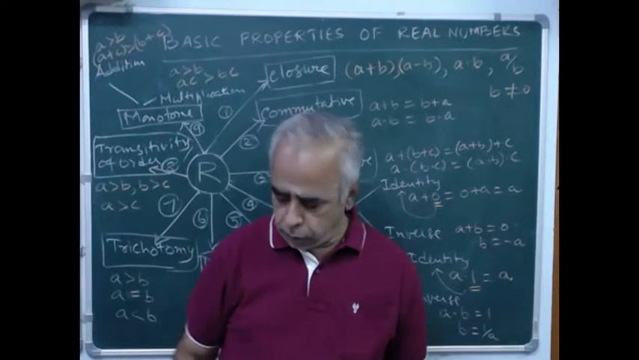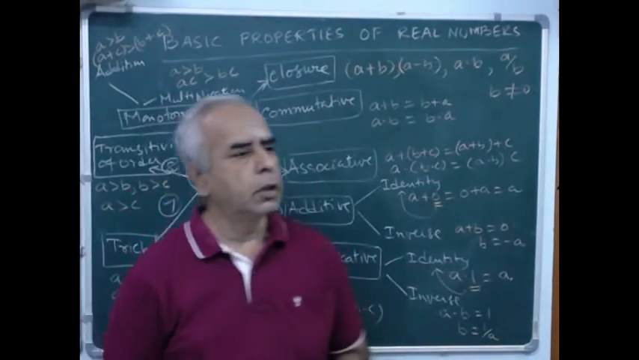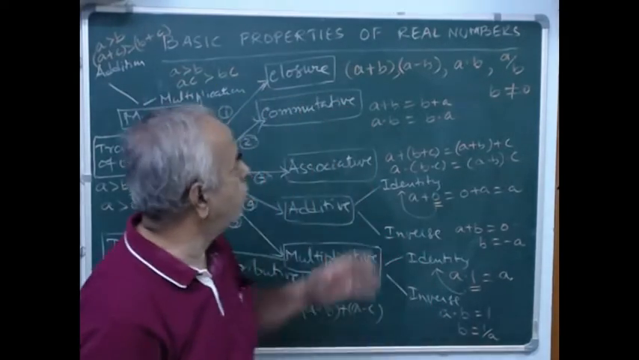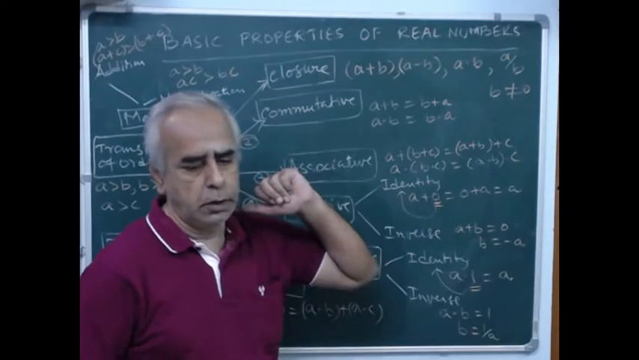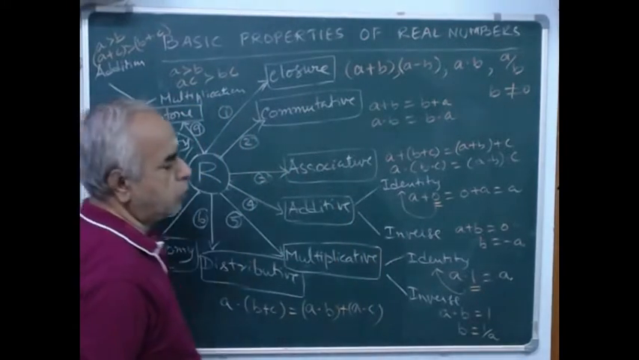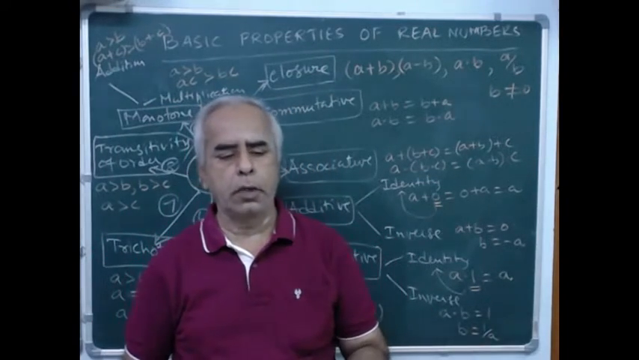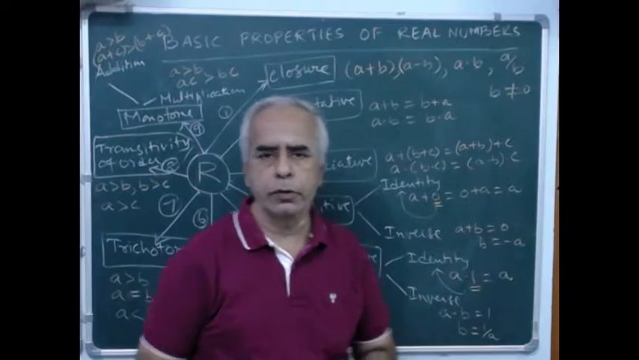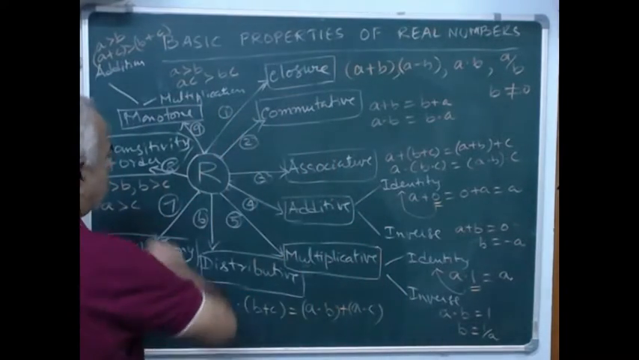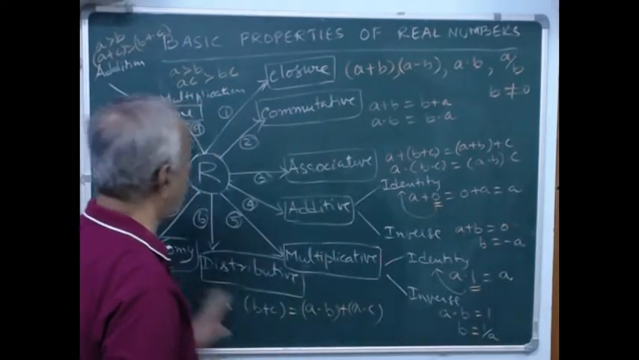Hi my dear students. In this tutorial session, I'll be explaining the basic properties of real numbers. The real number can be represented as R. You know, R includes rational numbers as well as irrational numbers, is it not? Right. Now, we have around 9 properties of real numbers. Let me discuss one by one.